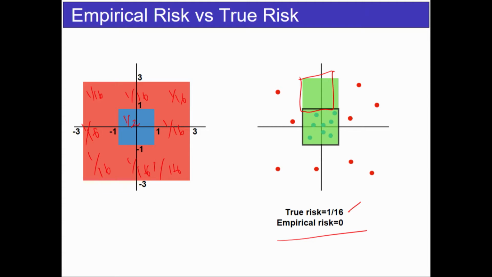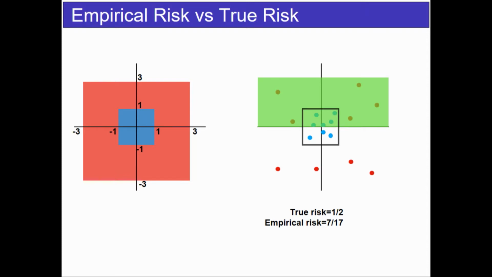So is the definition of true risk and empirical risk clear to everybody? Yeah? This is clear. OK. So another example, say you could have this classifier. Here the true risk is actually half; I mean, you get half the things wrong. And the empirical risk, you can see, is 7 by 17. I'm not sure if it's correct, but it's more or less correct. OK. So that's the idea.